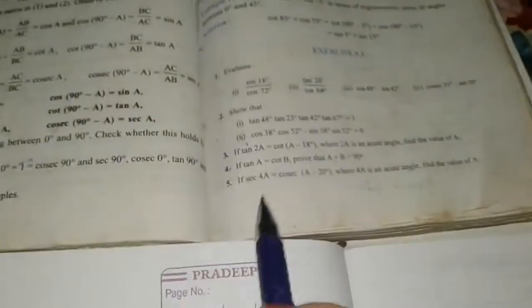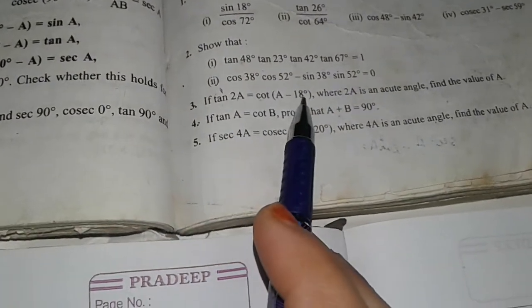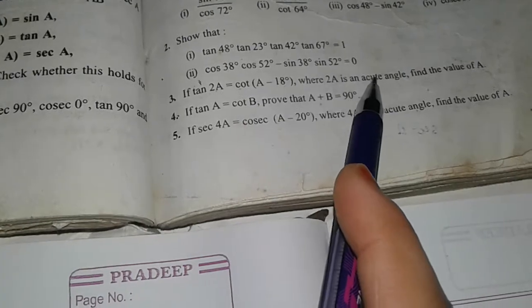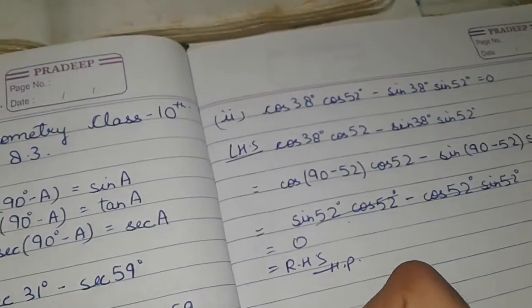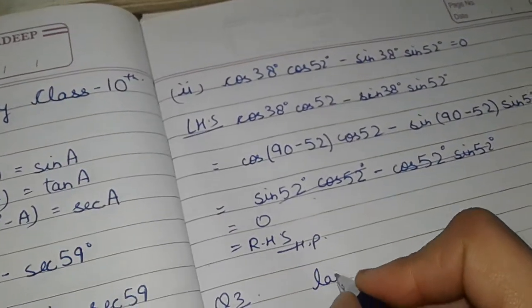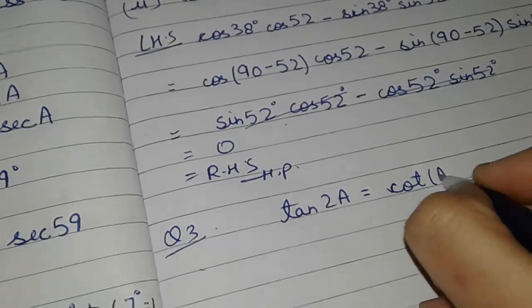Let's take question number 3. If tan 2a is equal to cot a minus 18, where 2a is an acute angle, find the value of a. Write down this question. It is given that tan 2a is equal to cot a minus 18 degrees.